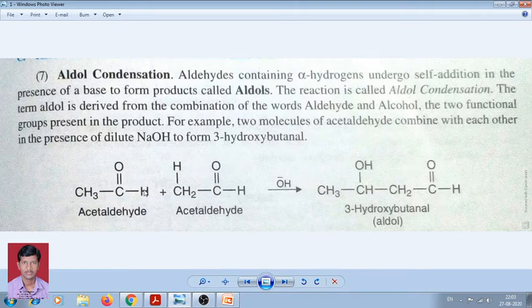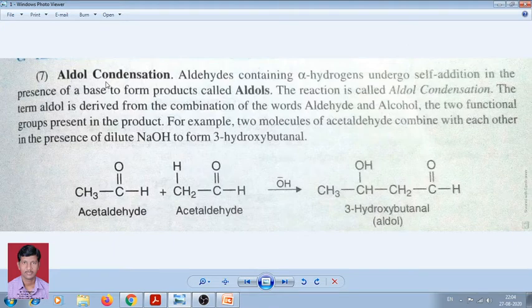For example, the 2 molecules of aldehydes combine with each other in the presence of dilute NaOH to form 3-hydroxybutanal. This is an example of an aldol condensation reaction. These 2 molecules undergo a self addition reaction because they have an alpha hydrogen atom. Without an alpha hydrogen atom, no aldol condensation takes place. We get 3-hydroxybutanal as the product.